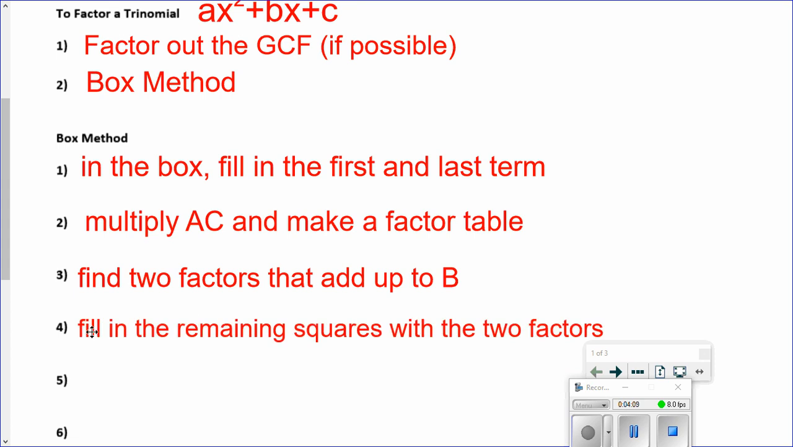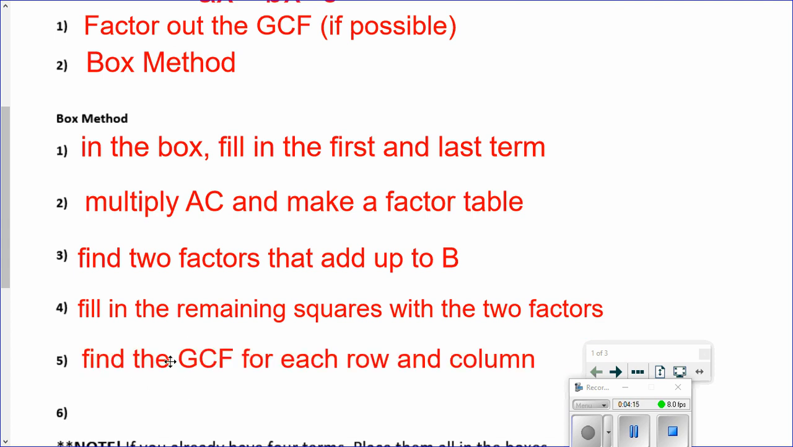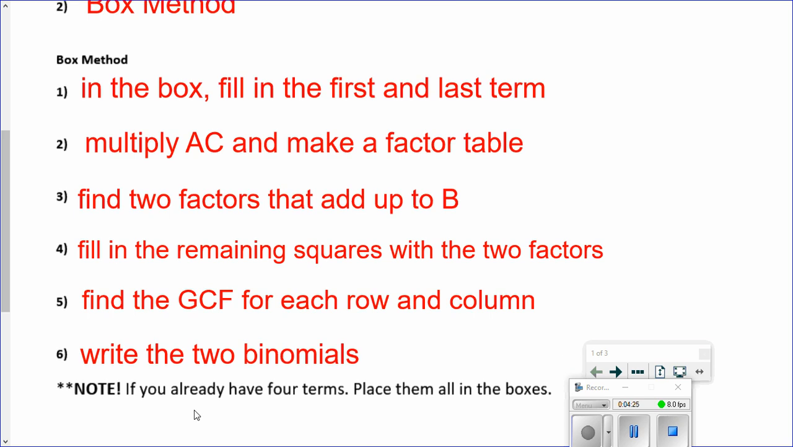Using those 2 factors, we're going to fill in the remaining squares. Then we're going to find the GCF for each row and column, so that way we can write something on top of the box and on the side of the box. And finally, we'll write out our 2 binomials. Now, if you already had 4 terms because you have a polynomial, you're just going to go ahead and fill in those 4 terms into the box, and you just go ahead and repeat. You just do steps 5 and 6.